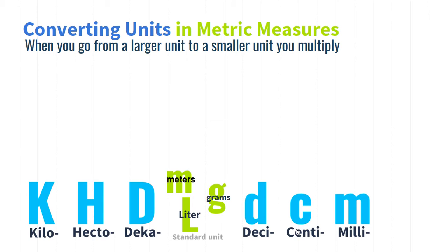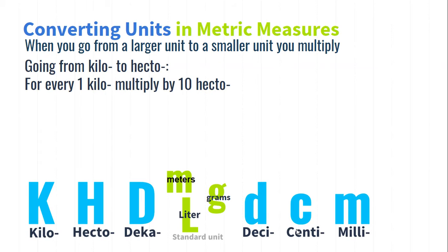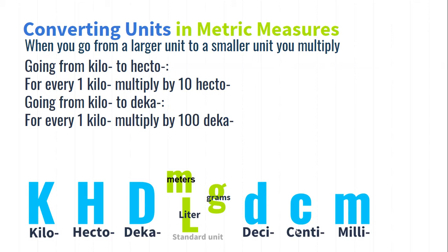So if I'm going from kilo to hecto, there is a relationship: for every 1 kilo, I have 10 hectos. So I'm going to multiply every 1 kilo by 10 hecto, because I know there's 10 hecto inside of each kilo. Going from kilo to deca, I know that there are 100 deca inside each kilo. So for every 1 kilo, I'm going to multiply by 100 deca.